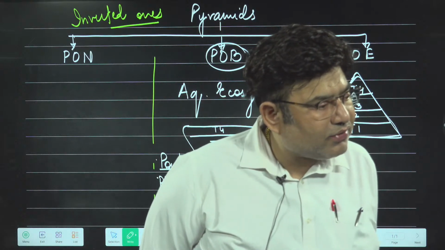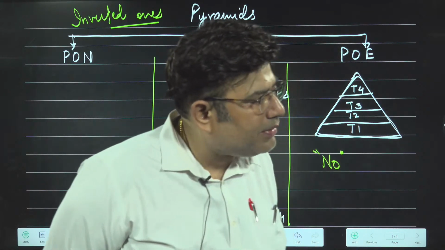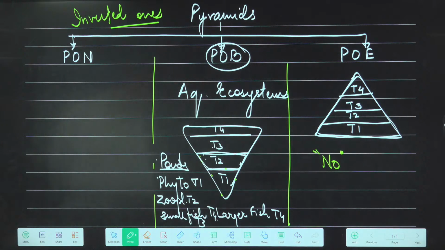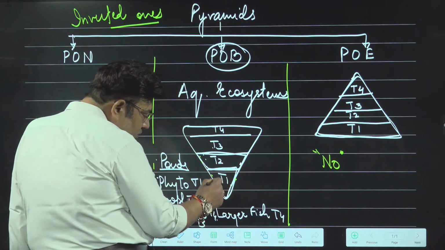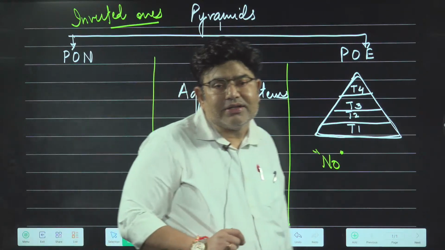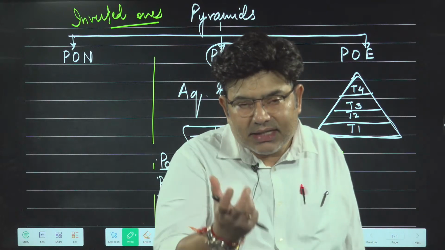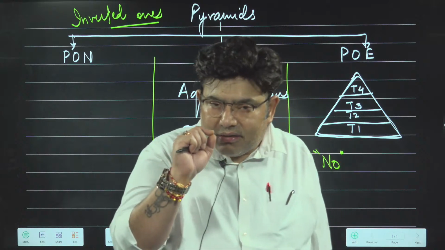Number is also inverted. Mahima, you are right, beta, but we will talk about the pyramid of number later. Right now, we are discussing the pyramid of biomass. Biomass means total organic matter. Suppose you collect all the zooplankton and all the phytoplankton, you take the dry weight. So that dry weight represents the biomass. You can also do it in fresh weight, but it is very good to do it in dry weight.